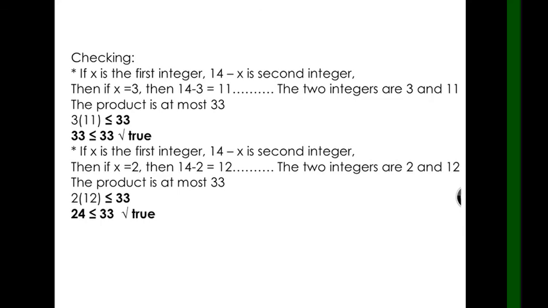So that's correct. If we will choose x equals 2, and 14 minus 2 is 12, the two integers will be 2 and 12. If we will multiply 2 and 12, that is 24, and it is less than or equal to 33. That is still correct.